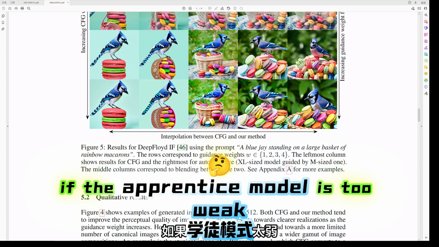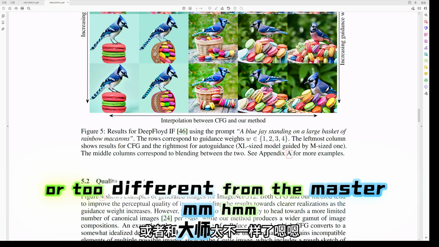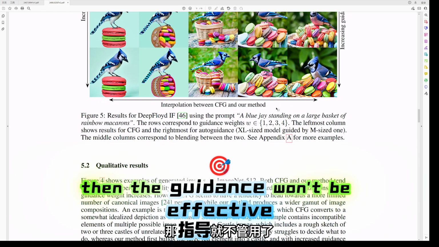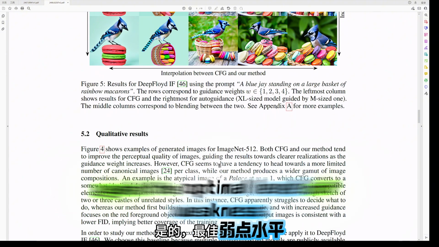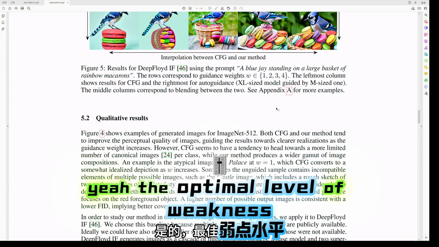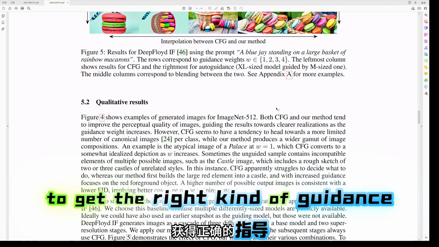If the apprentice model is too weak or too different from the master, then the guidance won't be effective. Exactly. You've got to find that sweet spot. We need to find the optimal level of weakness to get the right kind of guidance.